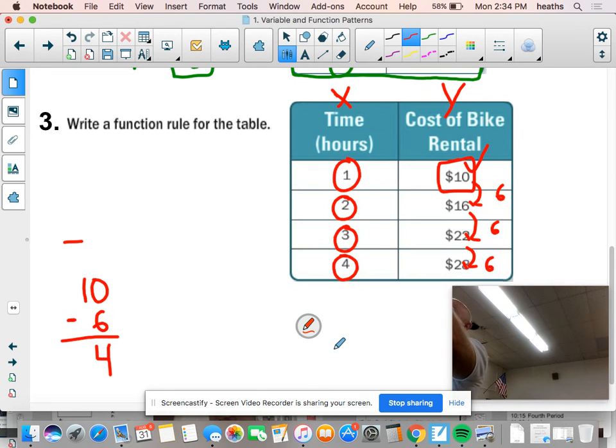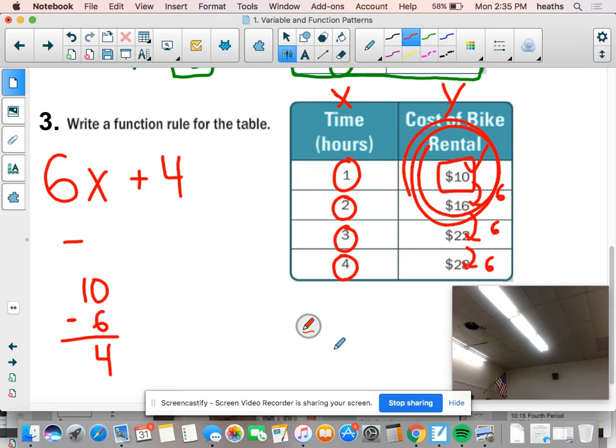We're going to continue to go with 6 because that's the pattern that we saw over on the right. We're going to do 6 times x because that's our x, or time in hours. But the thing that we're going to throw in there is this plus 4. Okay? It started at 10 over here instead of starting at 6, and we need to account for that. So 6x plus 4 equals y.